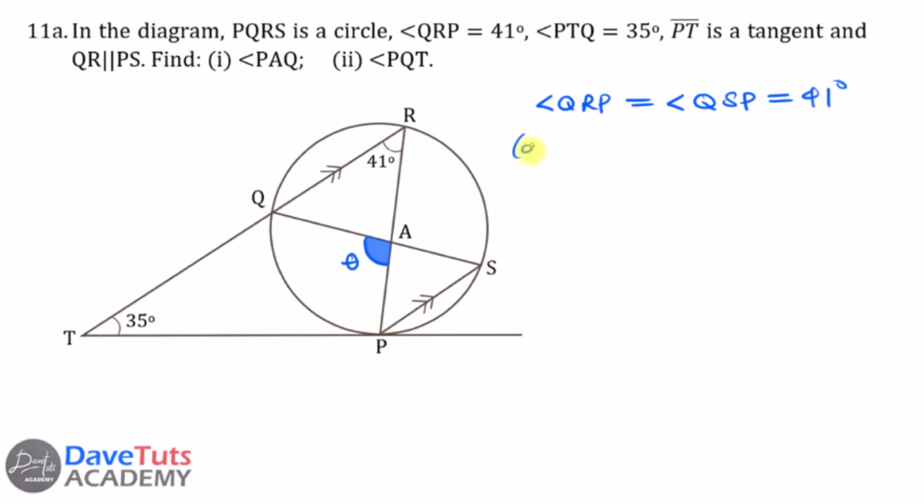Because they are angles in the same segment of a circle. So angles in the same segment of a circle are equal. So that is also 41. So I can just say QSP, this here, is also 41 degrees, okay?